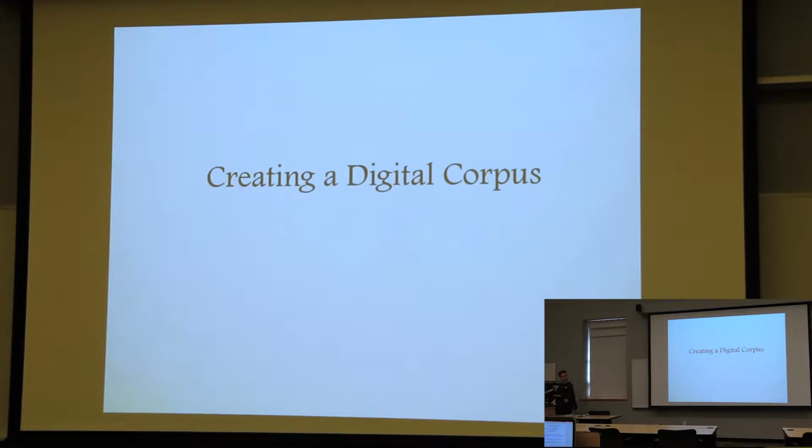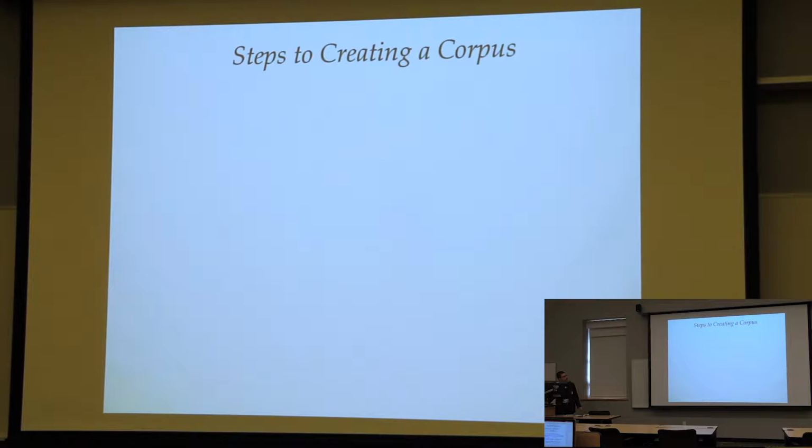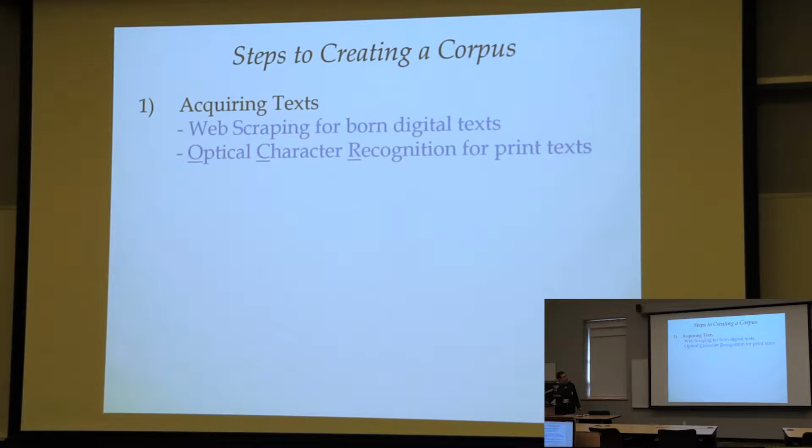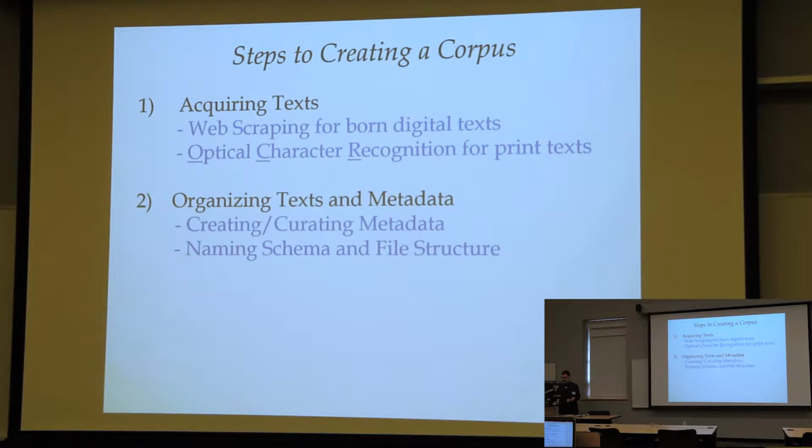First thing, creating a digital corpus. Basically, in my own work, there's essentially two modes of acquiring text. One, you can search online to see if there are texts, born digital texts you can scrape from the web. But more often than not, particularly with the kinds of materials we work with as scholars, there isn't anything available, and so one has to resort to OCR for printed text.